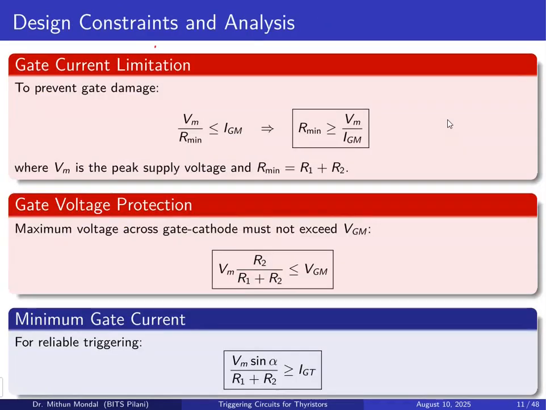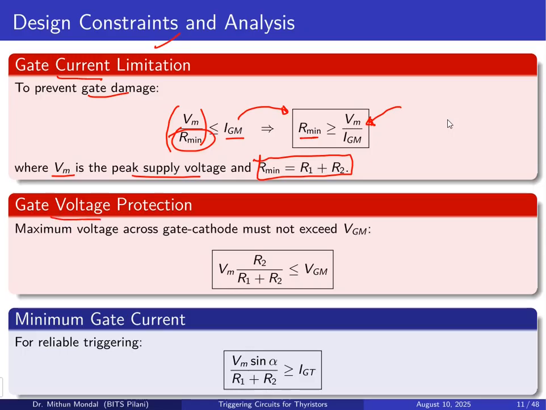For the design constraint and analysis, to prevent gate damage, the minimum resistance should limit the current to less than the maximum gate current. Vm is the peak supply voltage, and R minimum is given by the sum of the two resistors R1 plus R2, where R minimum should be greater than or equal to Vm divided by Igm. So this equation comes from here. This is the gate current limitation.